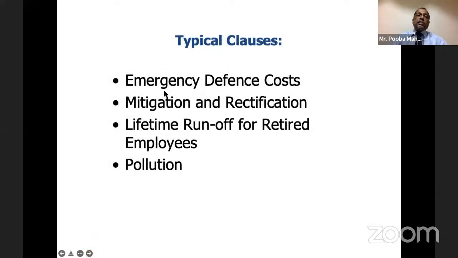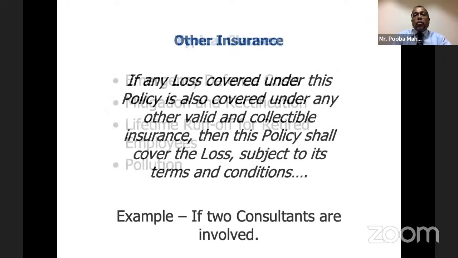Now, these are typical clauses: emergency defense costs, mitigation, rectification. Pollution is another point to consider. Sometimes you get a pollution issue and somebody takes action, so you need to be protected for the pollution aspect. Lifetime runoff for retired employees. Okay, Mr. Alok, you have your firm, and finally you're retiring when you reach the age of 65, but you're still concerned about the design you did 20 years ago when you were the director in charge. This clause will take care of your liability for the rest of your life by virtue of the lifetime runoff for retired employees. So these are typical clauses.